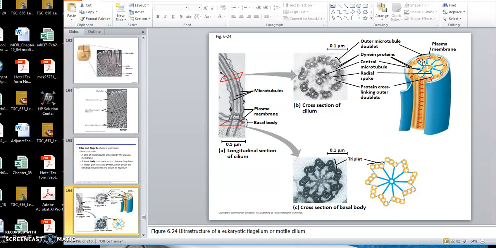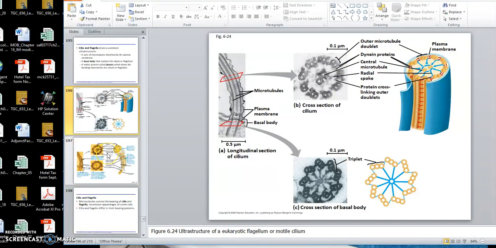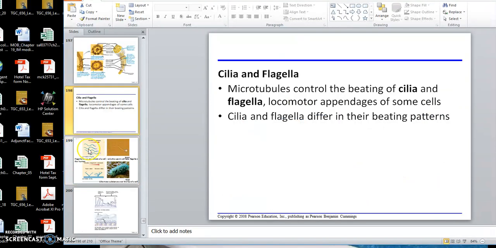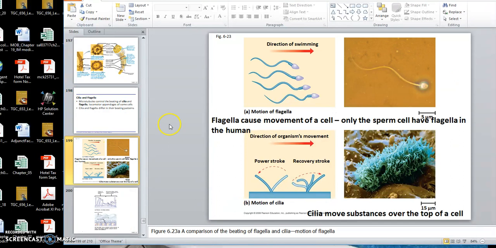Nicotine, when you smoke, paralyzes the dynein protein, which paralyzes the cilia. That's why a chronic smoker has to clear it themselves. You hear them do this. They have to constantly do that. But the core of cilia, whose job is to move stuff over the cell, are microtubules. Okay? Microtubules. The flagella also has microtubules, and its job is to move the cell itself.